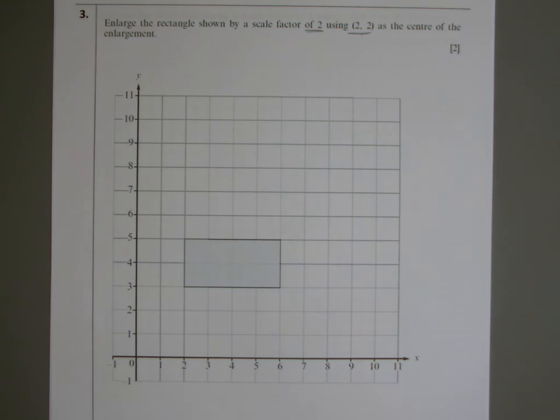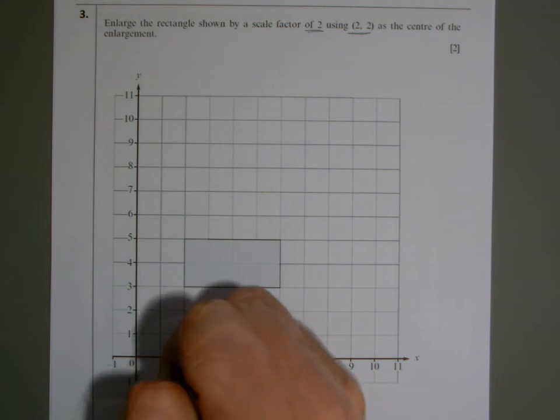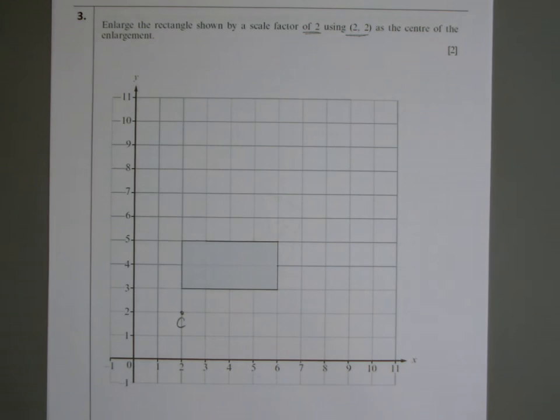Okay, so that coordinate there, they haven't pointed it out for us, so we're going to find what that is. Across 2 up 2, we put it there. And maybe I'll label it so it's clear for me. I'll label it with C. Maybe C to represent center, yeah, center of enlargement.